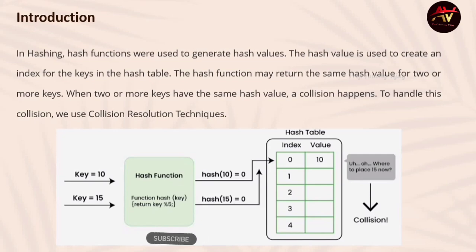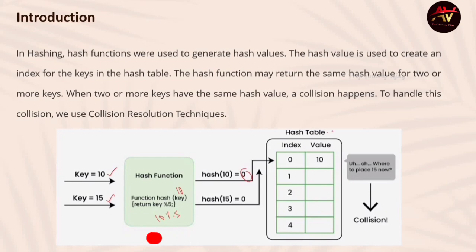Okay. So here I have explained two different keys. One is 10, the other one is 15. So we are applying this key to the hash function. So key is passed here. Now the value of key is 10. So I have the particular formula, key modulo 5. That is, key is 10 modulo 5. So the remainder is 0. It means the key value 10 is stored at index 0 in the hash table.